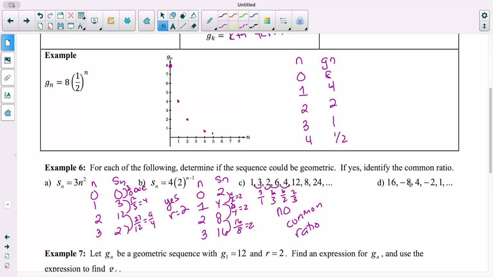Okay, same goes here. Again, we're just dividing second term by the first. So -8/16 is -1/2. Okay. 4/8 is also -1/2. -2/4 is also -1/2. And then 1/2 is -1/2. So yes, and my common ratio is -1/2. Again, given an equation, given a table, or given a graph, it's very much the same thing as finding your common differences before.